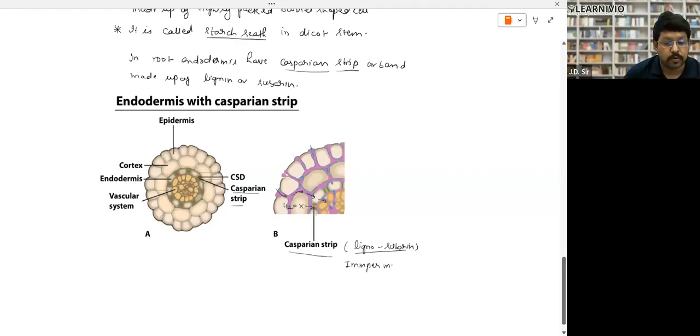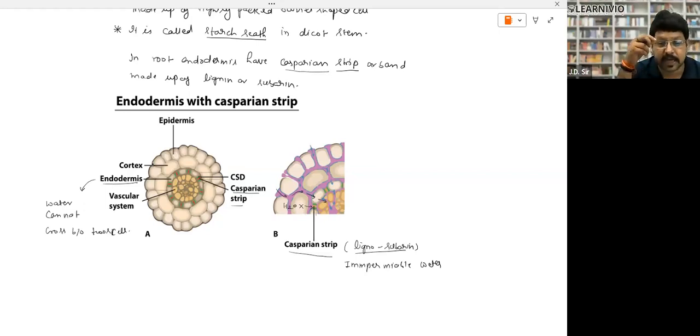Impermeable to water. So in endodermis, the water cannot cross between the cells, the space between two cells, right? So what is the benefit? The benefit is that then water has to enter inside the protoplasm.